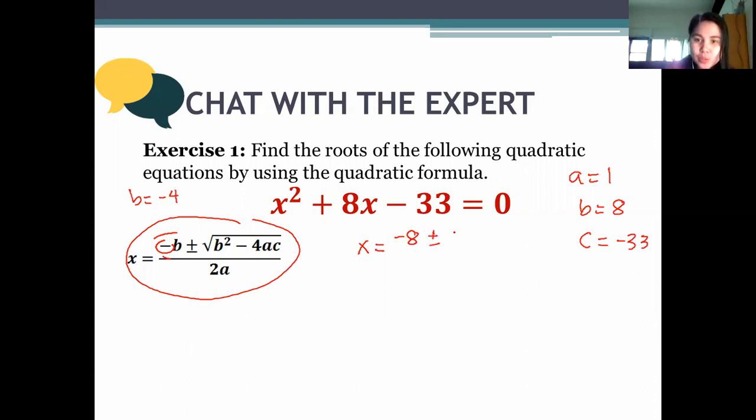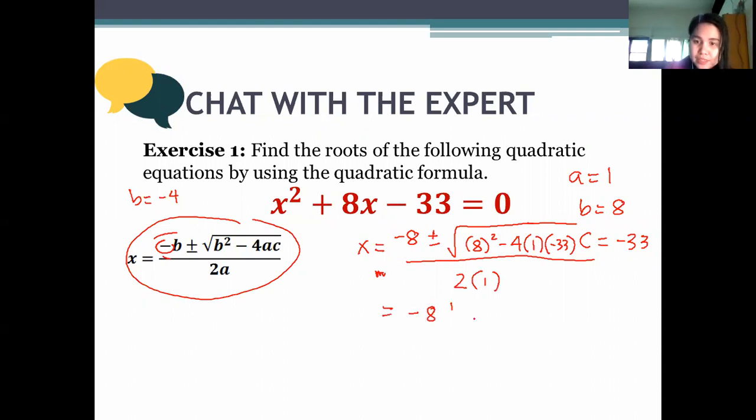Plus and minus the square root of B squared, 8 squared, minus 4 times A times C, all over 2A. Next, let's continue solving. Equals negative 8 plus and minus the square root of 64 minus 4 times 1, which is negative 4, times negative 33.